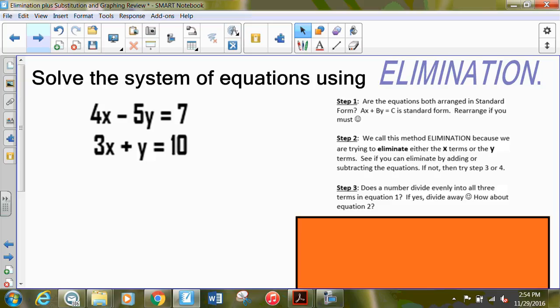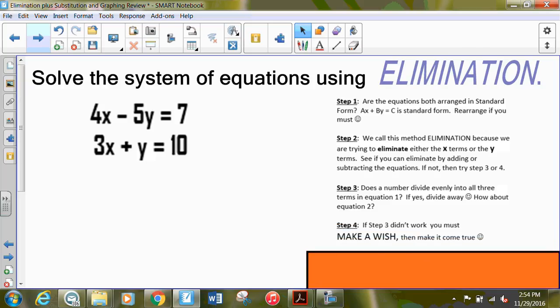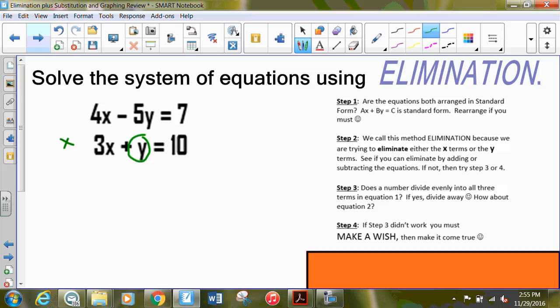So we're going to have to venture into step 4. And step 4 says, if step 3 didn't work for you, you must make a wish, then make it come true. All right, so when I'm looking at these 2 equations, I'm thinking about what my wish is going to be. I wish that this guy right here was a 5y, because if you were a 5y, then the y's would cancel out. So that's my wish. I wish that instead of having a y, I would have a 5y. And now the making it come true part is you ask yourself, what could I multiply y by to make it a 5y? And yes, I can hear you say, multiply it by 5. So I'm going to multiply every term in this second equation by a 5.